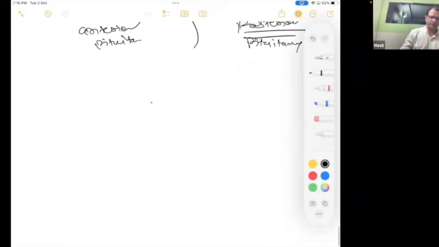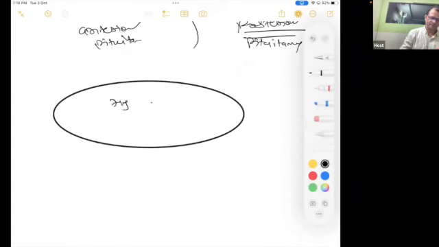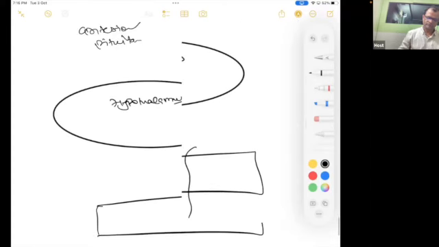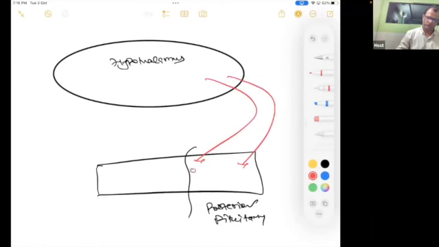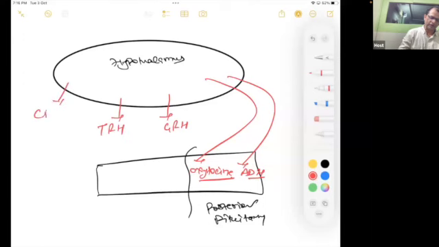So in this way, if this is the hypothalamus, and this is the pituitary gland, and this is the posterior pituitary. So two hormones send here, oxytocin and ADH, and another hormone like GRH, TRH, CRH, and somatostatin.